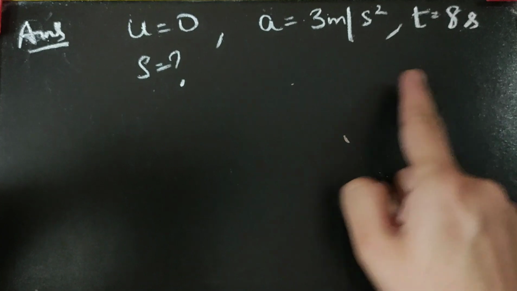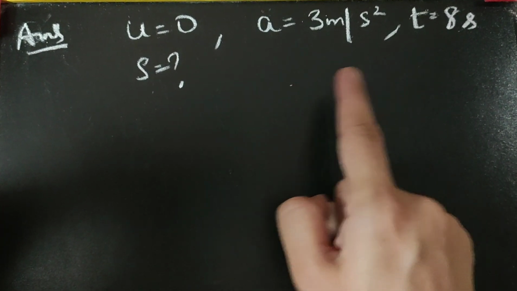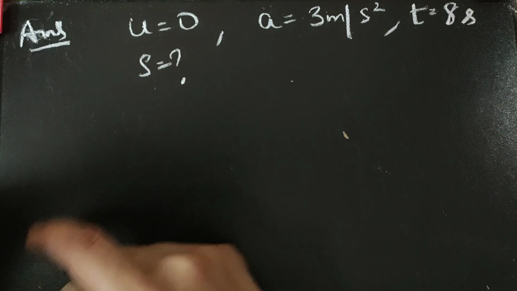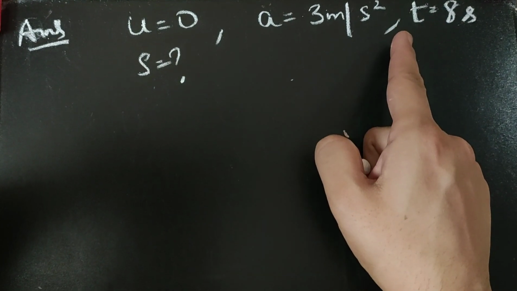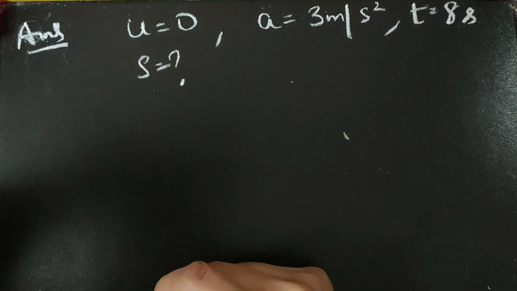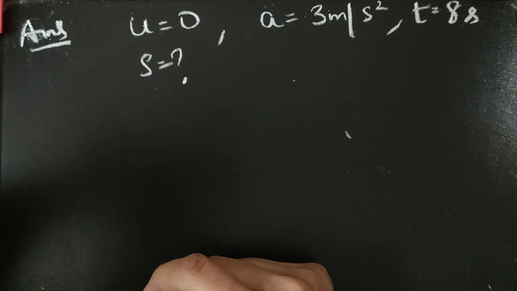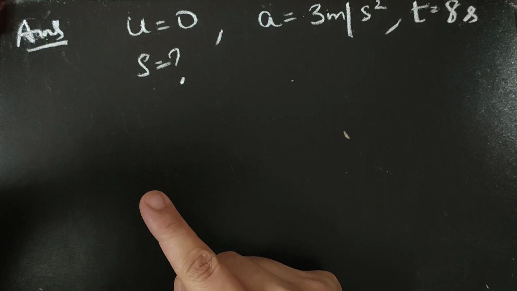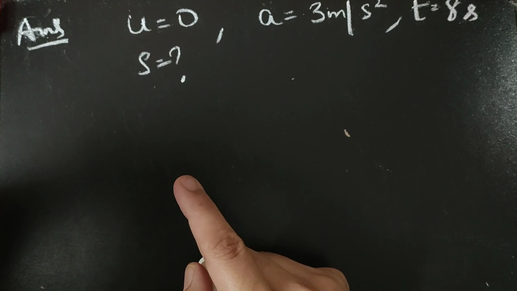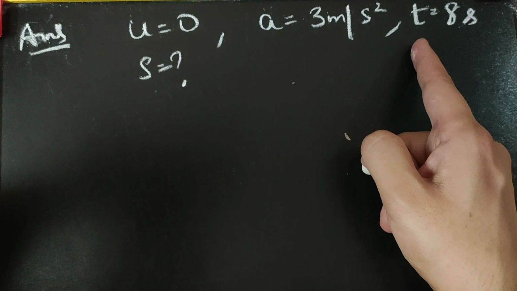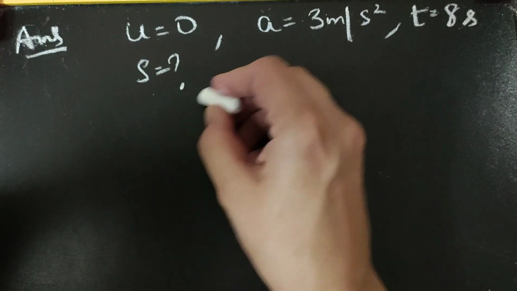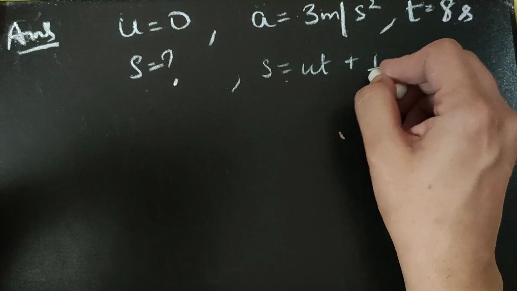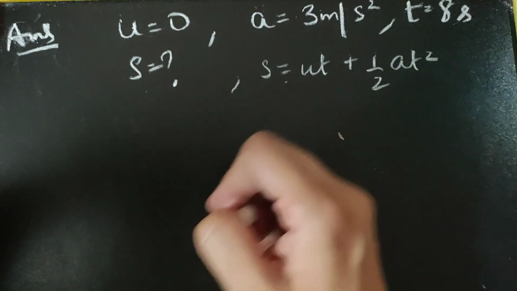So according to this data given, we can clearly see that we will be using the second equation of motion to calculate s. Since u, a and t are given, we could have used the third equation as well, but for that we will have to first calculate v, because it uses v square minus u square as 2as. So here since t is given, we can avoid that step and use the second equation, which says that s is ut plus half at square.